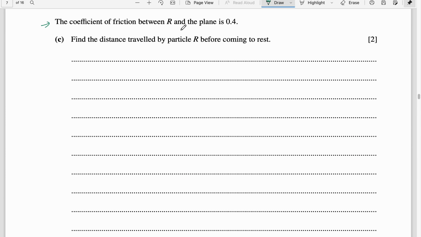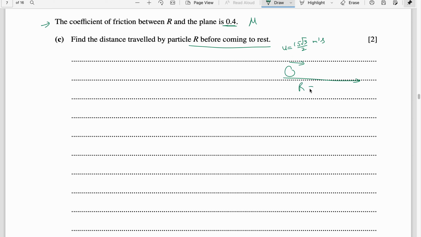The coefficient of friction between R and the plane is 0.4. Find the distance traveled by particle R before coming to rest. So this is particle R. It is moving with the speed of 15 square root 3 by 2 meters per second.